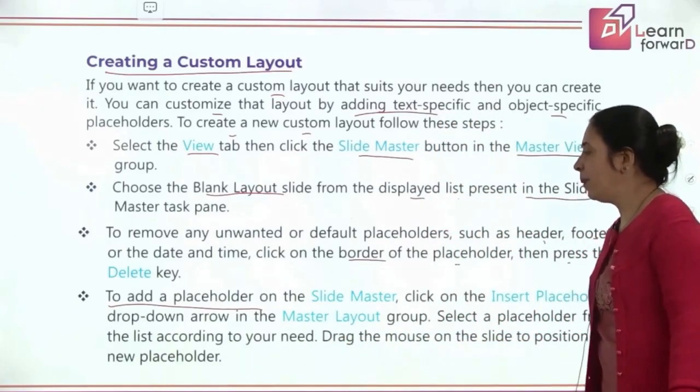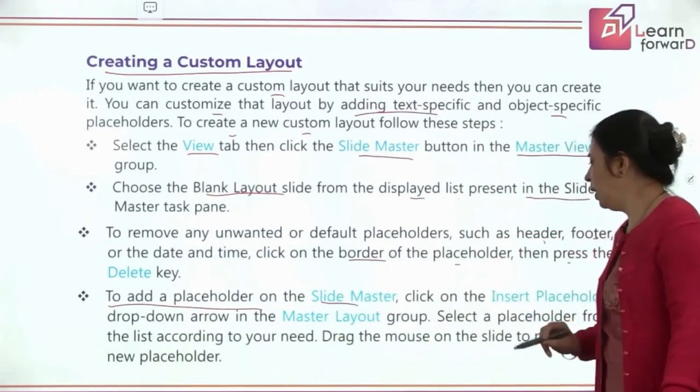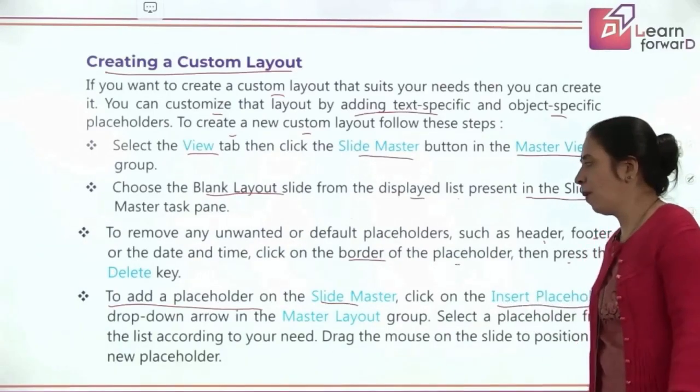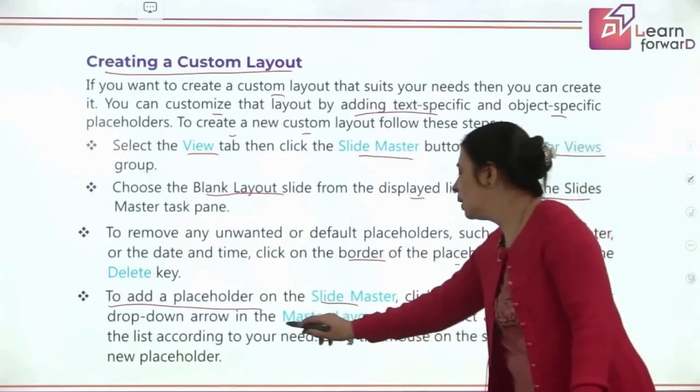So to add a placeholder on the master slide, you have to click on the Insert Placeholder drop down arrow in the Master Layout group.